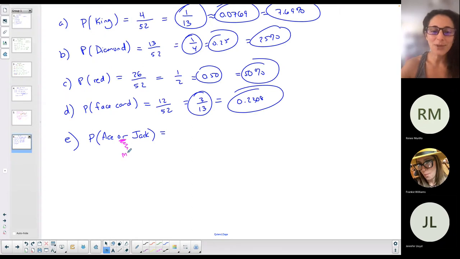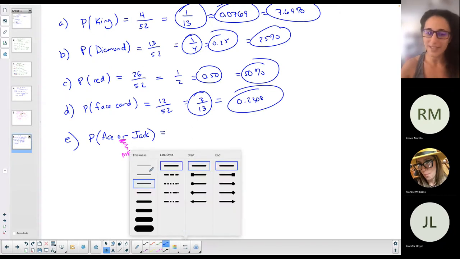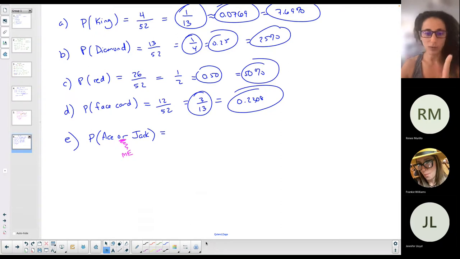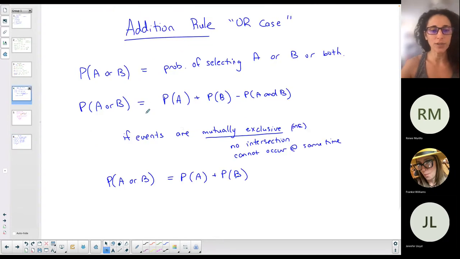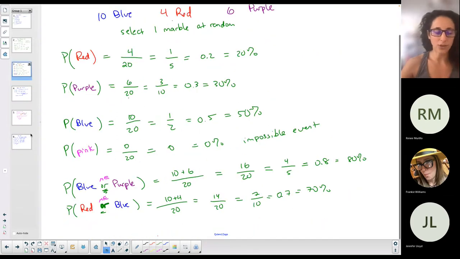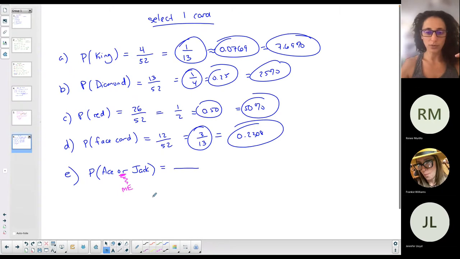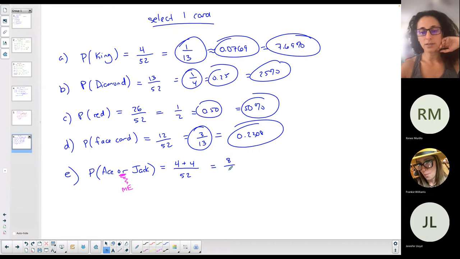But I would call these mutually exclusive events because they cannot happen at the same time. I cannot get an ace and a jack if I only have one card. There's no such thing as a card that is an ace and a jack. So we're doing what she's saying. We're going to add the two together and divide by the total. So we're technically doing the second part of this formula because they're mutually exclusive events. This is what we did here. We add the two cases together and we divide by the total. So there are four aces plus four jacks out of 52 total cards. Adding the top, I get 8 out of 52.